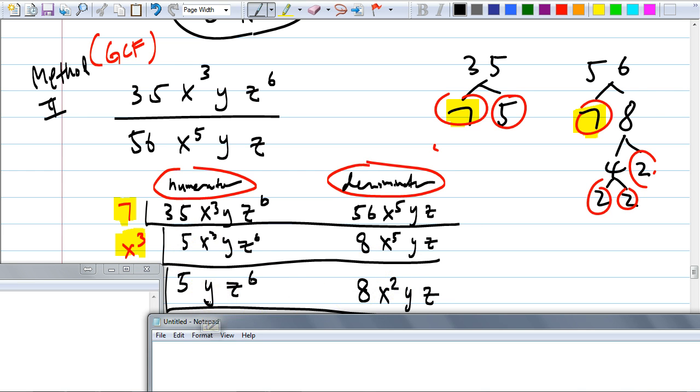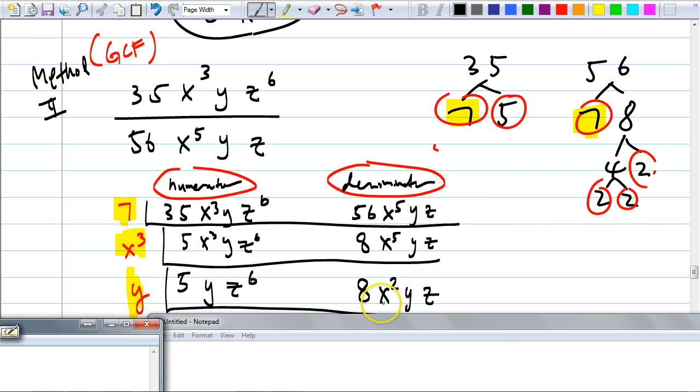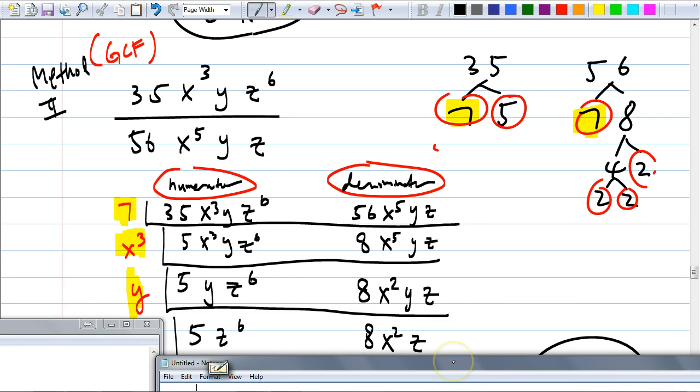Yes, y. So what do you think my common factor of y is? Which y should I use? Yes, y to the first. And then of course you get 5z^6 over 8x squared y. Anybody have any guess as to what we do next? Yes, z. How many z's will go into both of these? Only one of them, right? We choose the smaller exponent, so we write z.